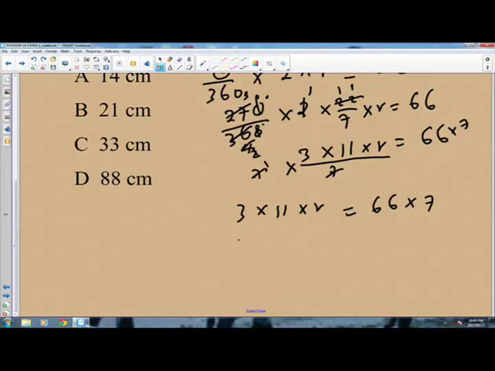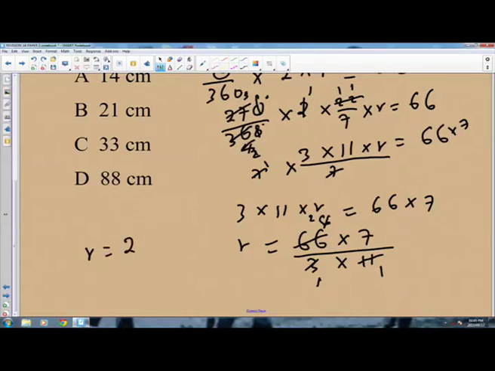So this is just the same as r is equal to 66 times 7 divided by 3 times 11. And then 11 into 11 is 1, 11 into 66 is 6. And then 3 into 3, 1. 3 into 6 is 2. So we now have 2 times 7. So the radius is given as 2 times 7, and 2 times 7 is 14. So the radius to this question is 14.